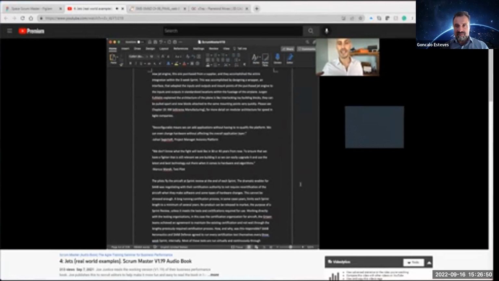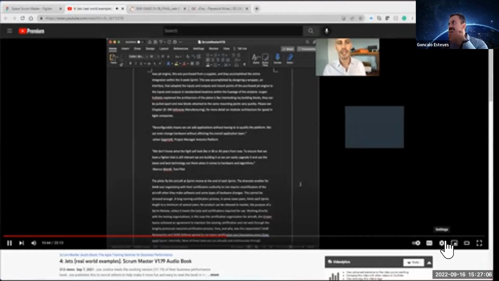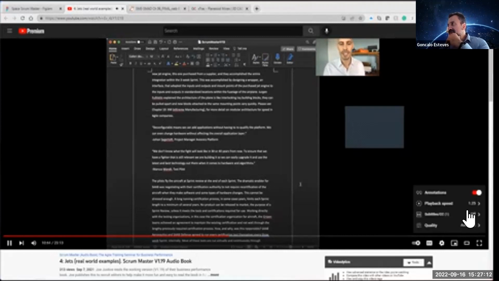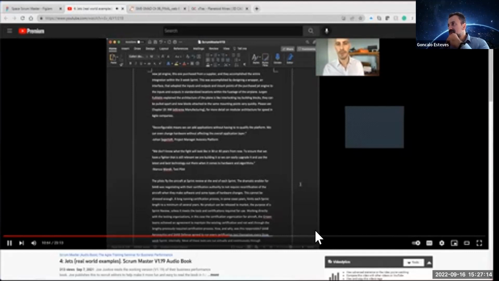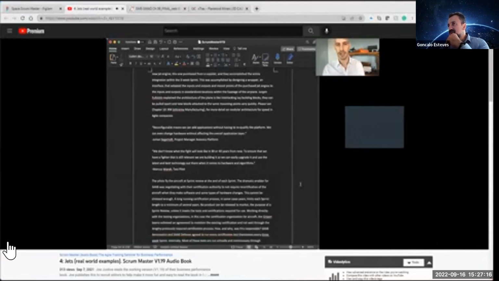This was accomplished by designing a wrapper, an interface that adapted the inputs and outputs and mount points of the purchased jet engine to the inputs and outputs in standardized locations within the fuselage of the Saab Gripen. Jürgen Wilhelm explained, the architecture of the plane is like interlocking toy building blocks. They can be pulled apart and new blocks attached to the same mounting points very quickly. Please see Chapter 10, XM, Extreme Manufacturing, for more detail on modular architecture for speed in agile companies.